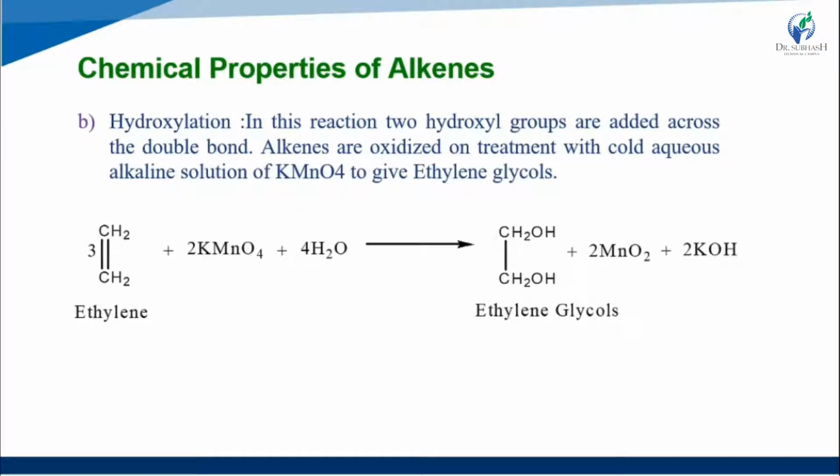Now the second one, that is hydroxylation. In this reaction, two hydroxyl groups are added across the double bond, and alkenes are oxidized on treatment with cold aqueous alkaline solution of KMnO4 to give ethylene glycol. So we take 3 moles of ethylene, 2 moles of KMnO4 and 4 moles of water. After this process, we get 3 moles of ethylene glycol, 2 moles of MnO2, and 2 KOH. So this is the hydroxylation process.